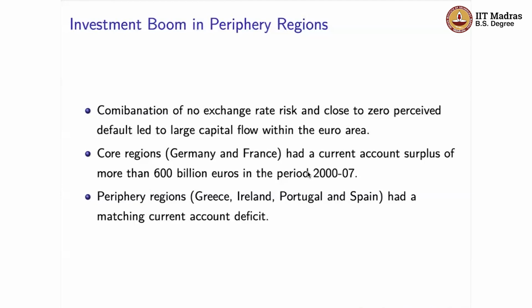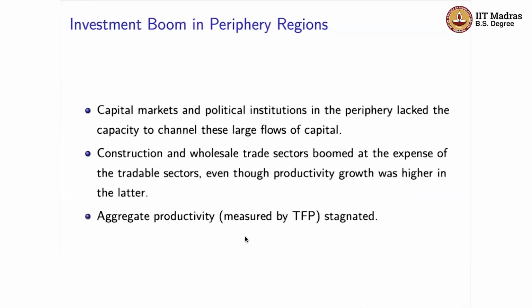The core regions, which would be, for instance, Germany and France, had a current account surplus of more than 600 billion euros in the period 2000 to 2007. And the periphery regions, by which think of countries such as Greece, Ireland, Portugal, and Spain, had a matching current account deficit, which tells you that money was flowing in from these core regions to these periphery regions.